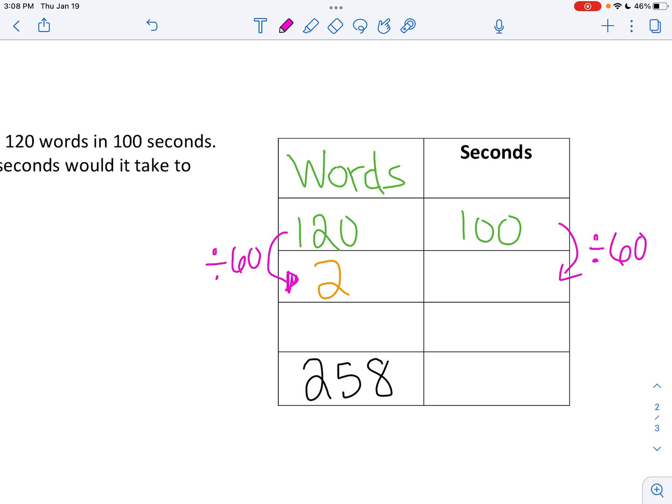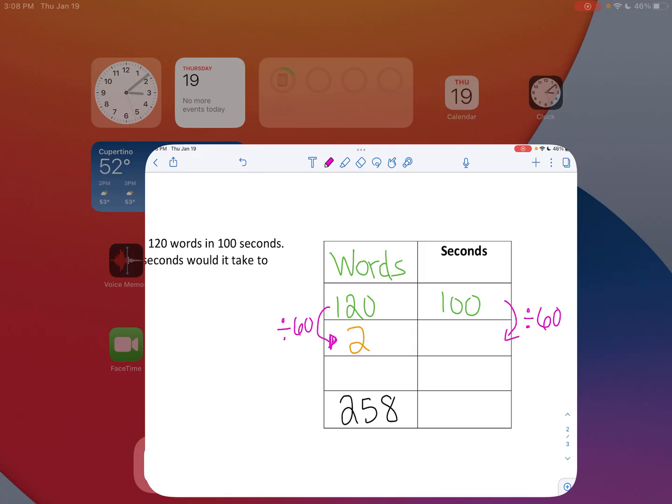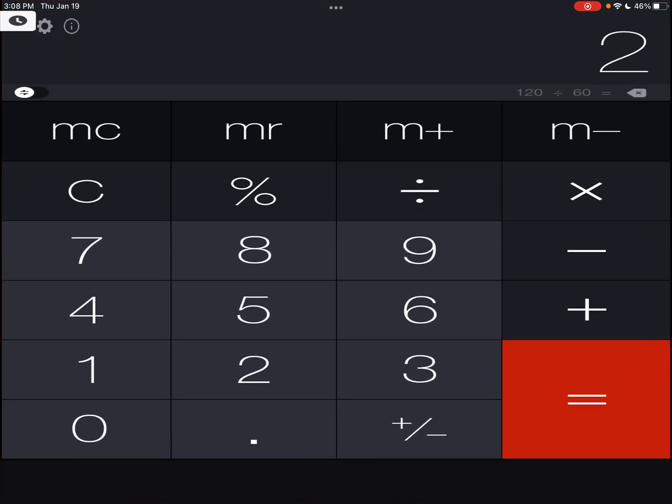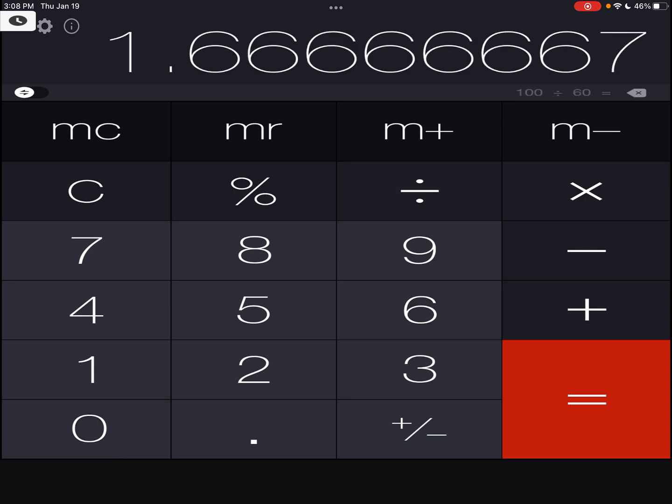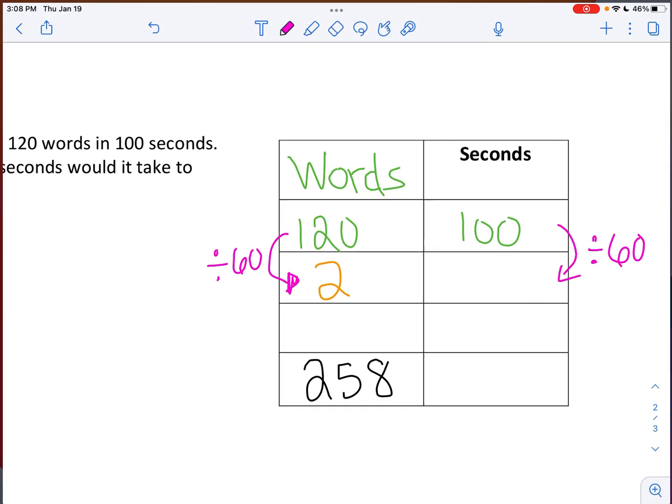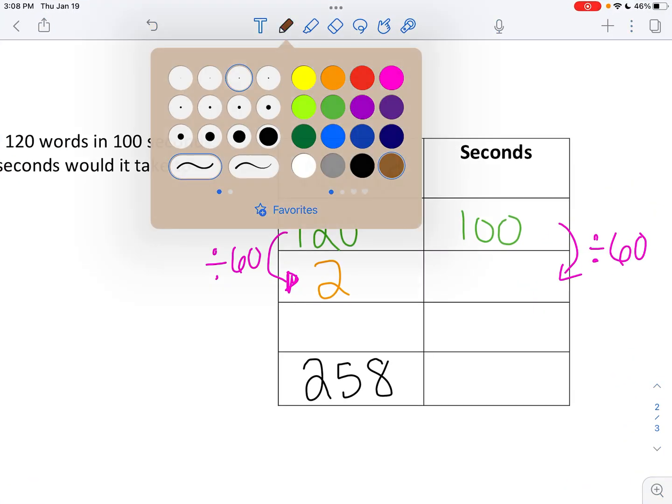So now that's 100 on top divided by 60. Here we go. 100 divided by 60 is 1.6 forever. Oh, goodness. All right, I'll put that in there. 1.6 forever. We'll make it gold.